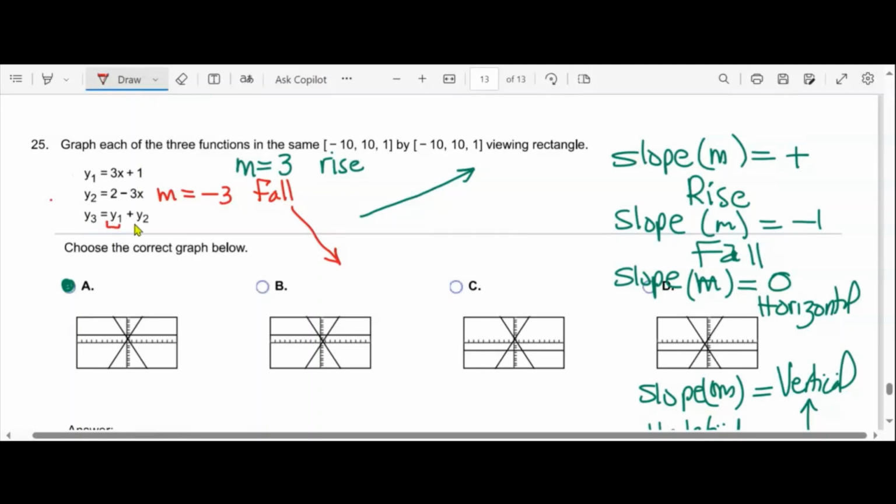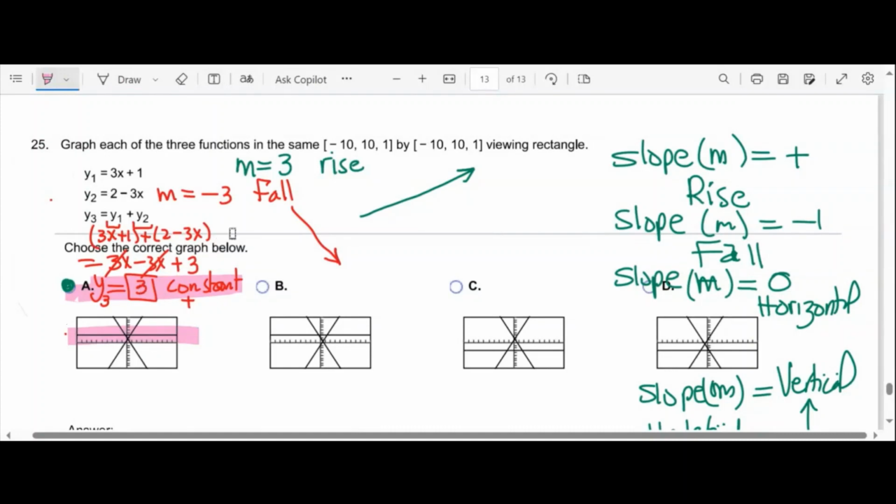Now let's take a look at this one. We need to find the slope. He's asking us to add y1 plus y2. So let's add 3x plus 1 plus 2 minus 3x. What happens to the 3x and the 3x? They cancel. You get plus 3. So the final answer would be 3. So y3 is a constant number, and it's positive. So this line over there is the constant line. Is that clear?